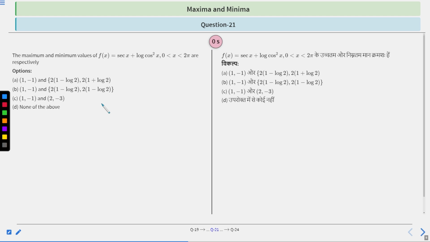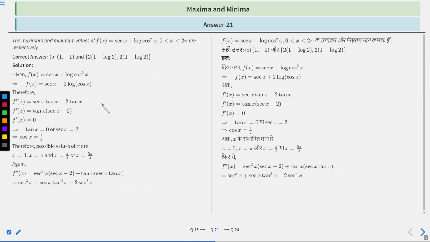Okay, let's move to the solution part C. Given f(x) equal to sec x plus log cos square x. Therefore, f(x) can be written as sec x plus 2 log cos x. Therefore, f dash x can be written as sec x tan x minus 2 tan x, right? Therefore, f dash x is equal to tan x into (sec x minus 2), right?